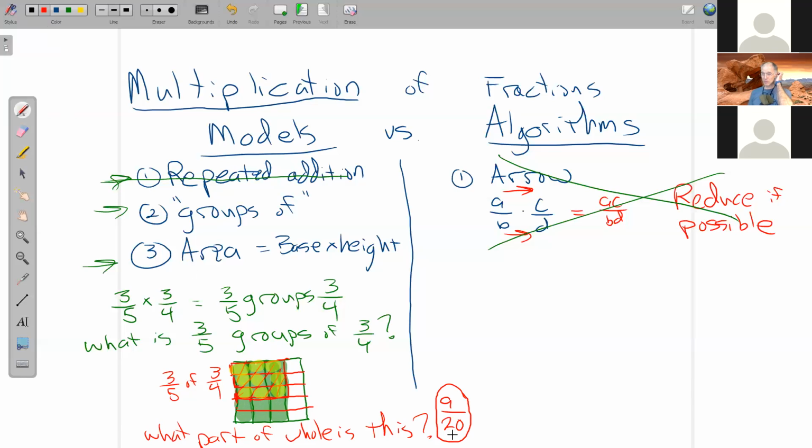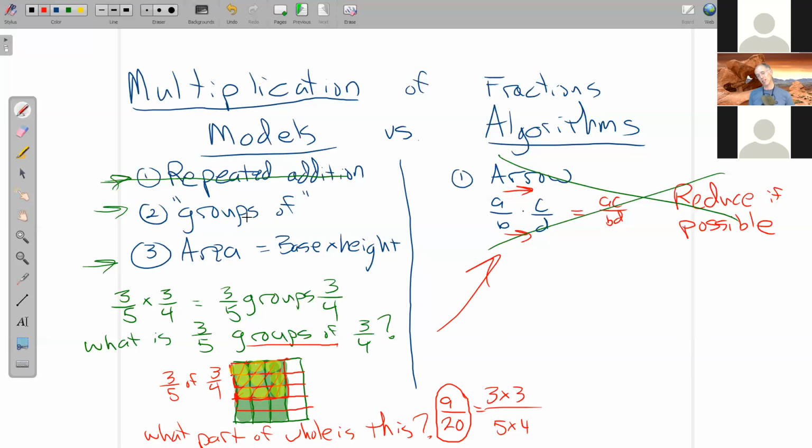Now, I didn't really find a common denominator. I never turned both of these into 20ths. I just used the idea that multiplication means groups of, and out popped 9/20ths. And 9 happens to be 3 times 3, and 20 happens to be 5 times 4, which happen to be the numerators and denominators that I originally started with. Right, so the model leads to an algorithm.